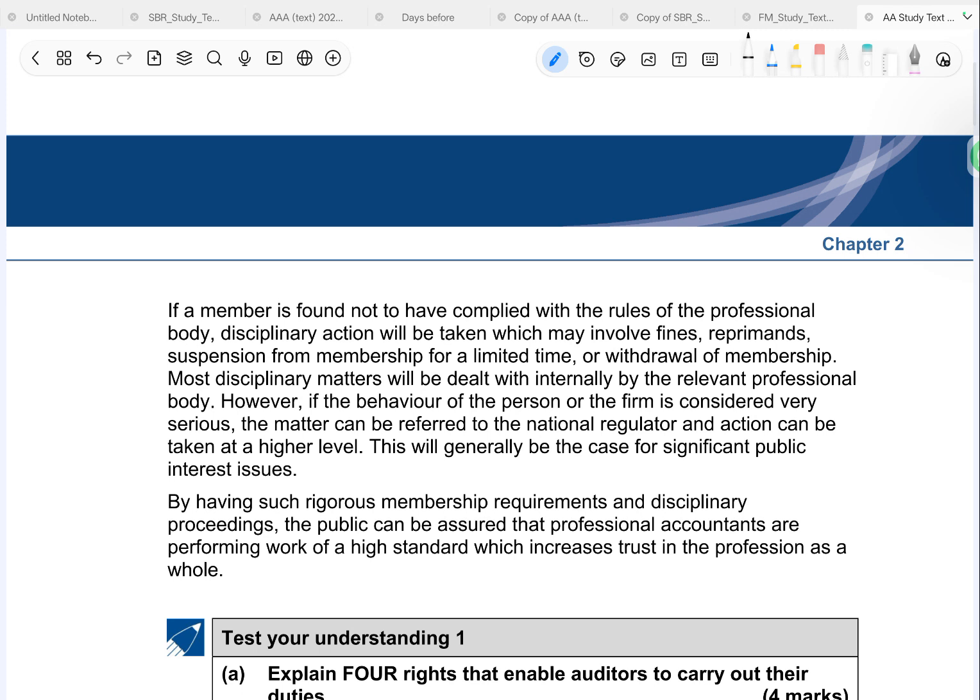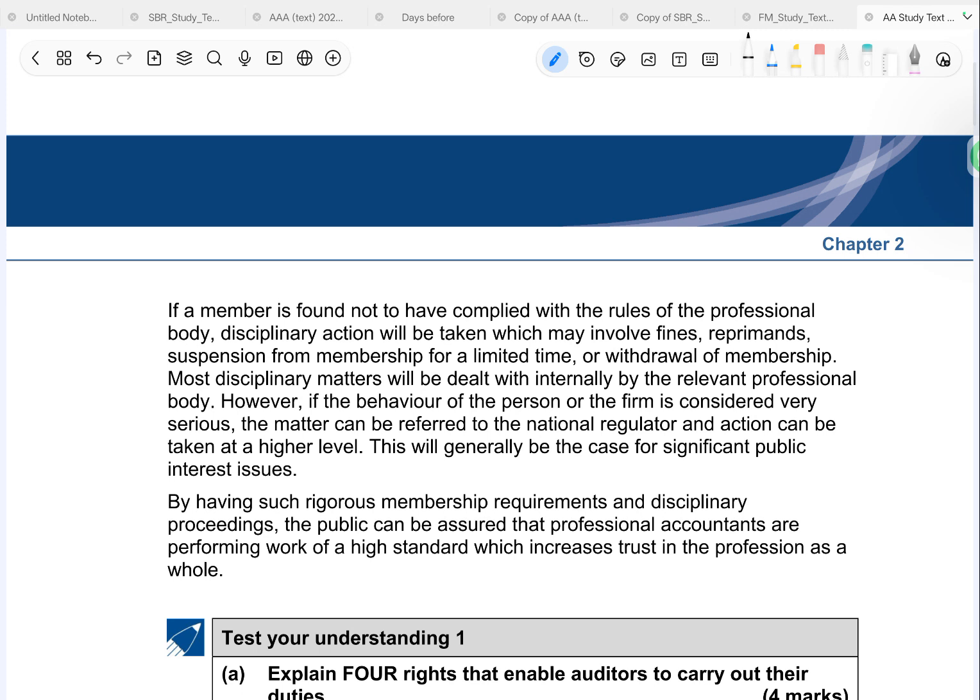Now, most disciplinary matters are usually handled internally by the professional body itself. For example, if an ACCA member breaches professional standards, ACCA will normally investigate and deal with the issue directly. However, if the situation is considered very serious, especially if it involves major public interest concerns, the case may be referred to the national regulator. At that point, the matter moves beyond the professional body and may be dealt with at a higher regulatory level. This ensures that serious misconduct is properly investigated and addressed.